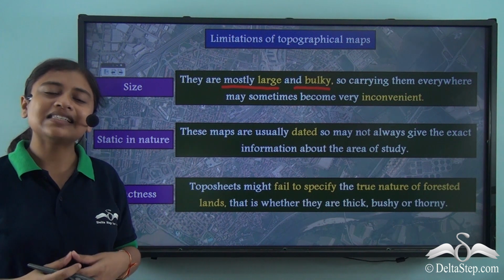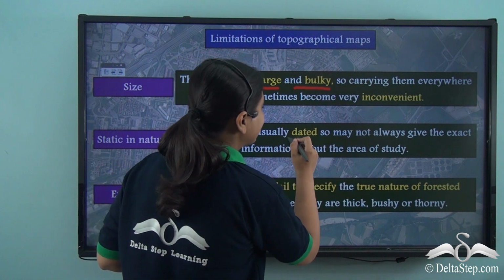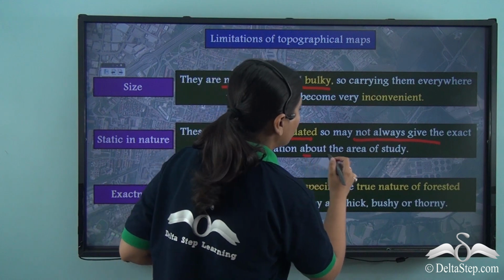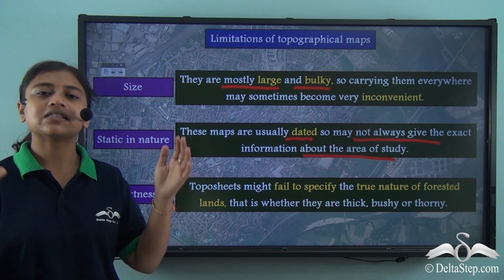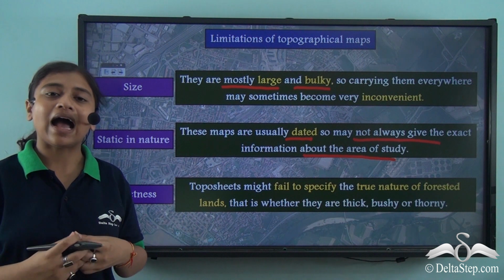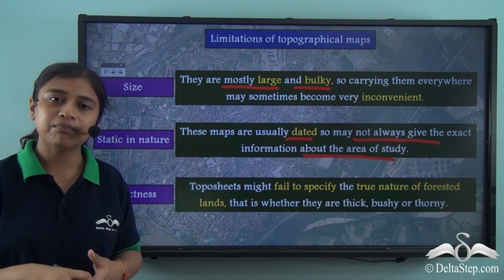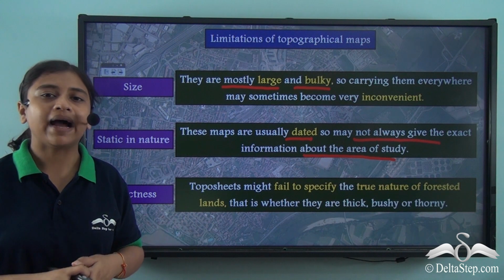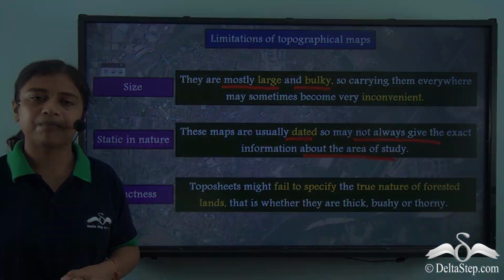Next is the static nature of the topographical map. So these maps are usually dated. So they may not give us the exact information about the area of study. These maps are drawn to study a geographical area, and they are done within a certain period of time. Now, as these are dated, they might not give the exact information about the same place some years later, because development is inevitable and there might be a change in the existing physical features on that same area.